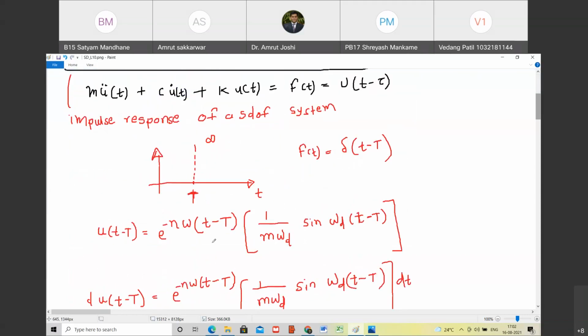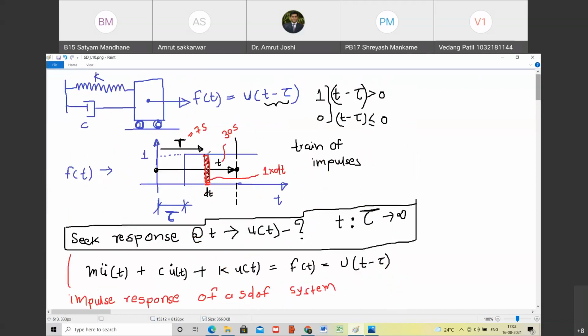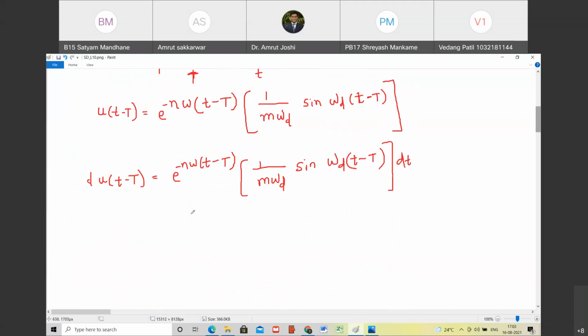For that we have an expression. Do you agree with me? Yes. So this impulse of magnitude dt that you see, what will its response be at time t equal to 30 seconds? This is 30, and this is 7, minus 7. Are you with me? Yes.